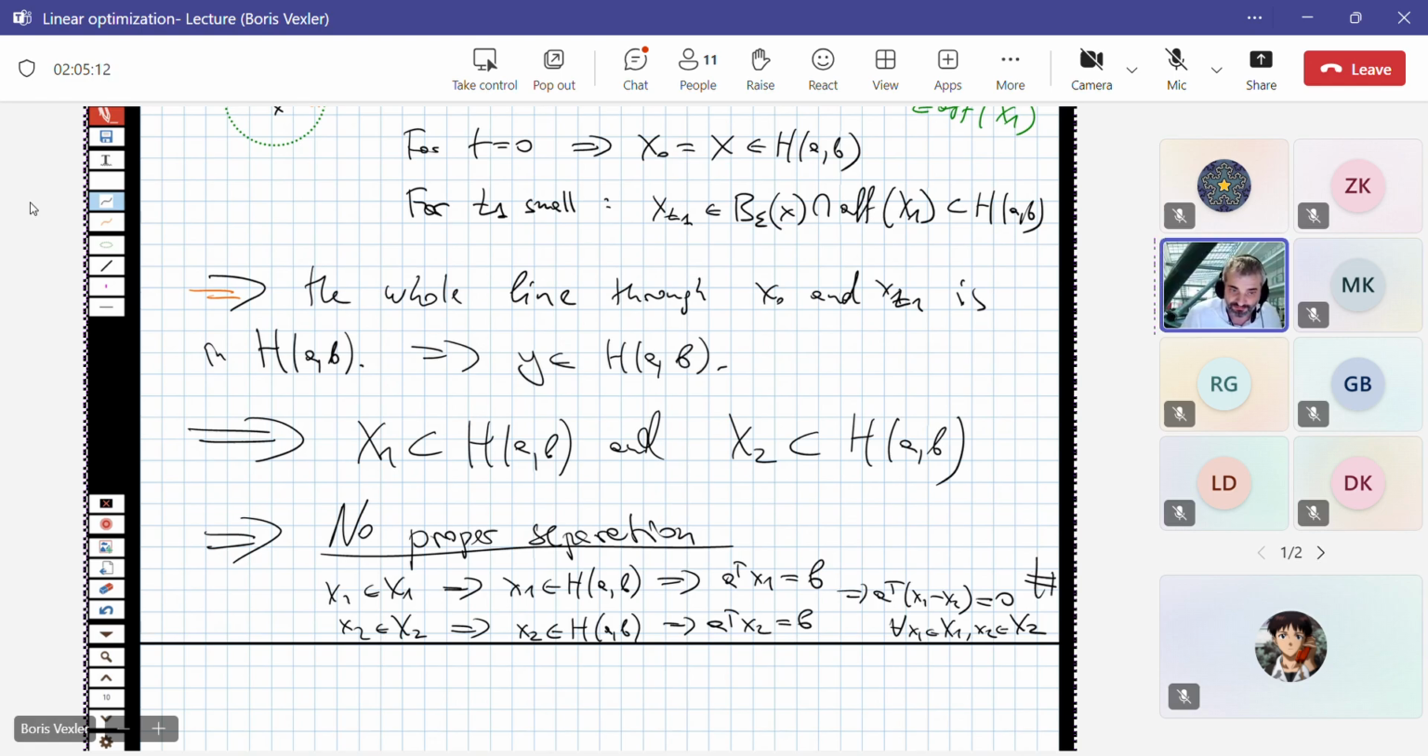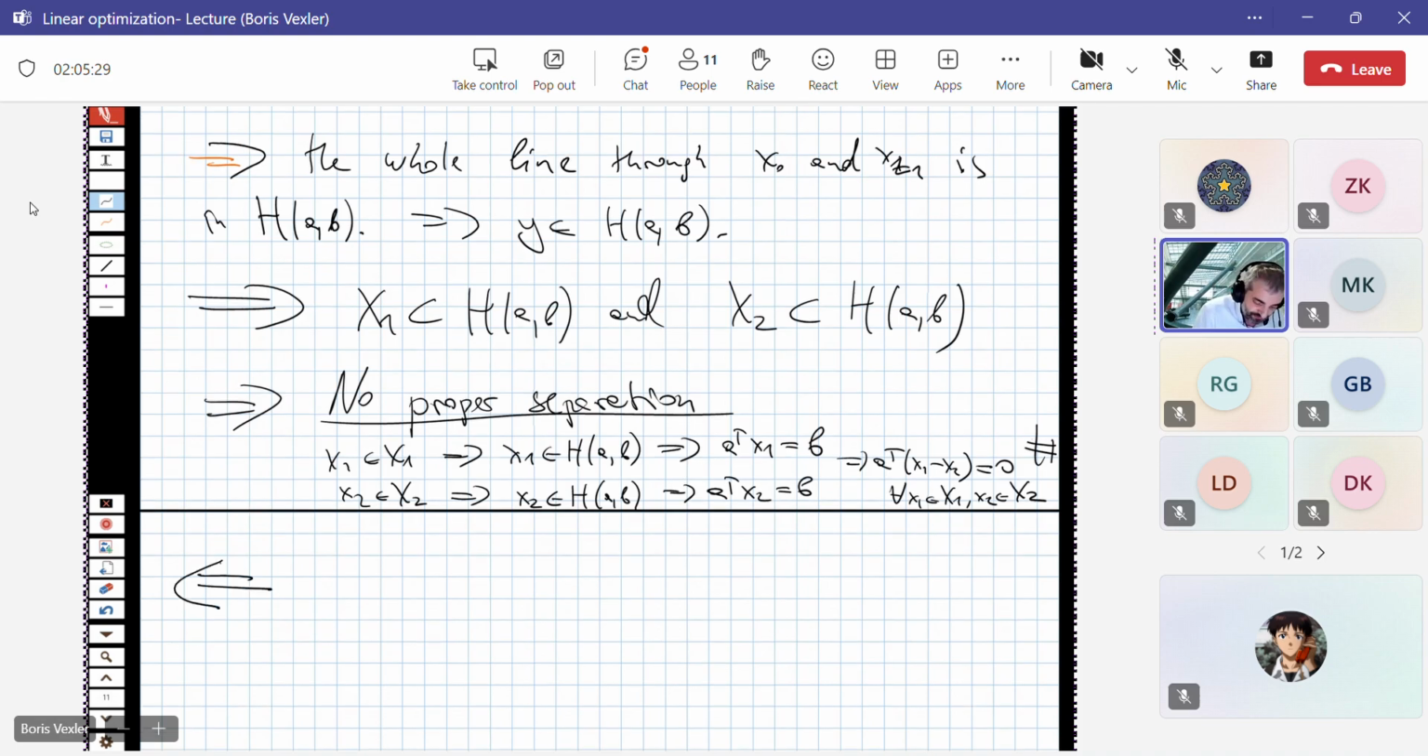We completed the proof in one direction: if there is a proper separation, then the intersection of relative interiors will be empty. After the break, we will prove the other way around, which is more important for applications: if the intersection of relative interiors of two convex sets is empty, then there is a proper separation. But this will be done after the break.